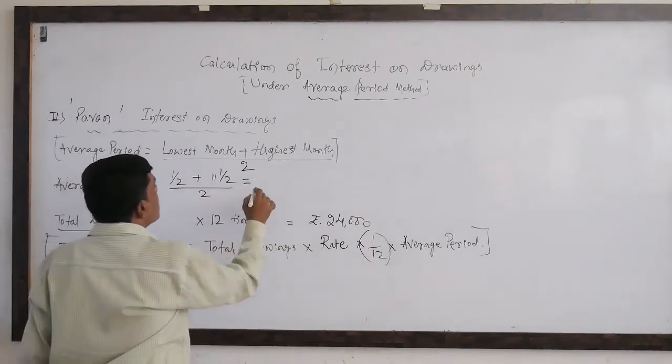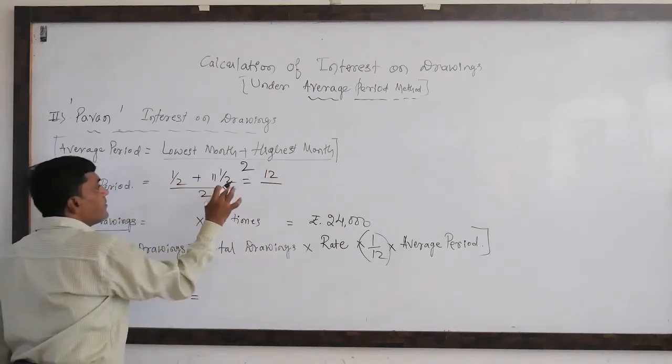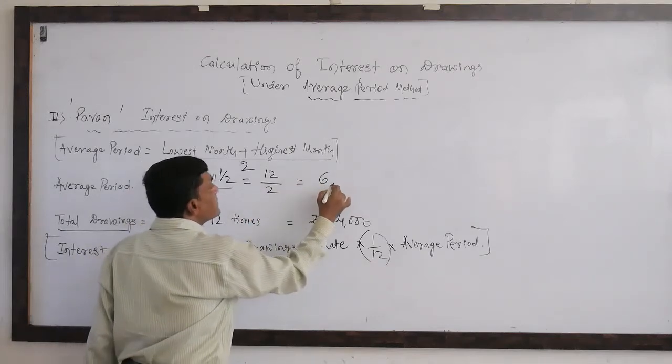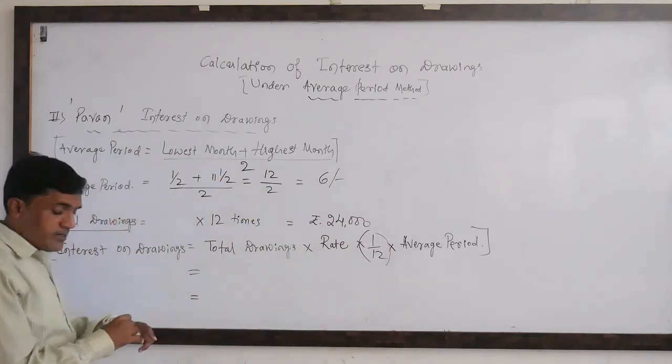So next, 12 minus a half, 11 and a half. Totally 12 divided by 2. So 6 is the average period.